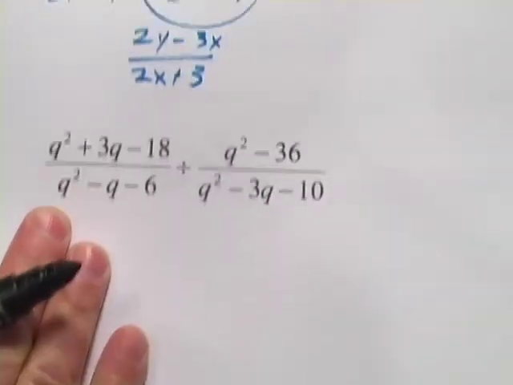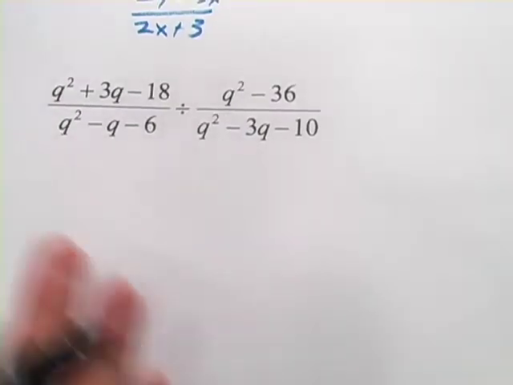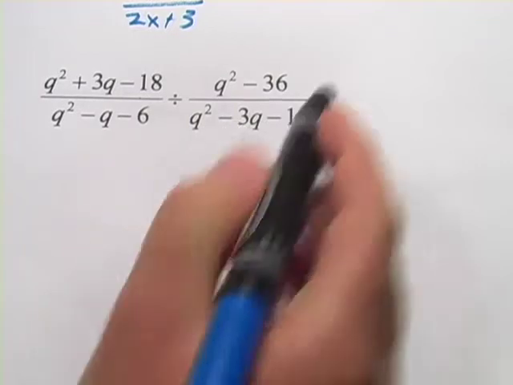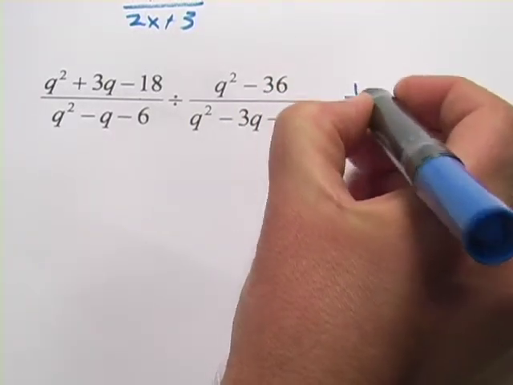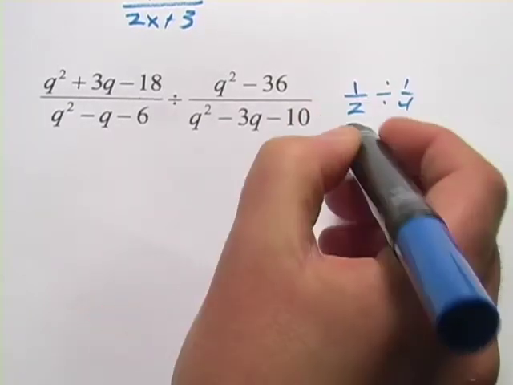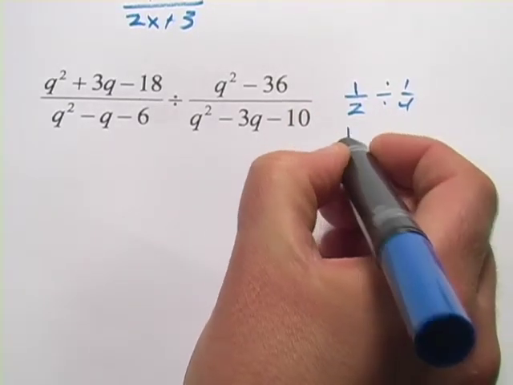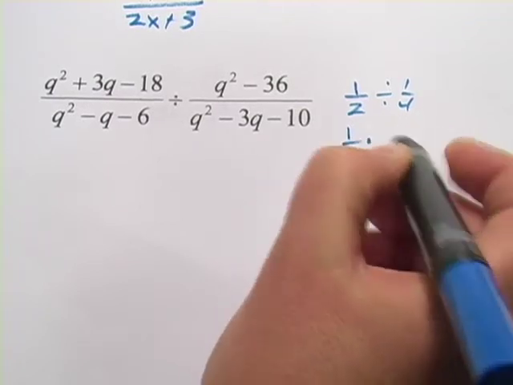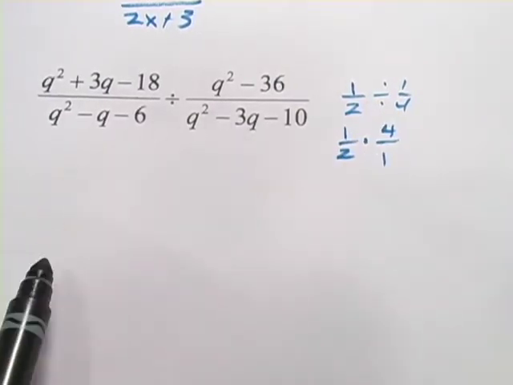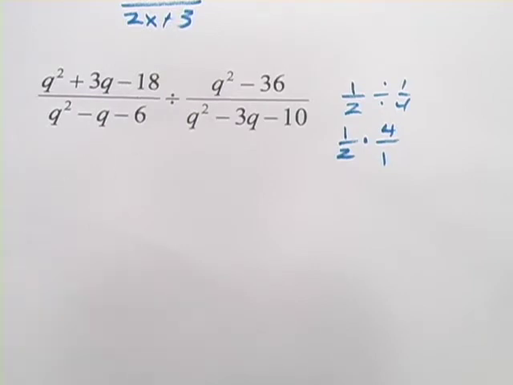Let's look at this next one. Here we have a division problem, and the only trick you need to know is, with fractions, if you wanted to take 1/2 and divide it by 1/4, you would convert that to a multiplication problem. You would say 1/2 times 4 over 1. You take the reciprocal. So we're going to do the same thing with this. First, turn it into a multiplication problem.